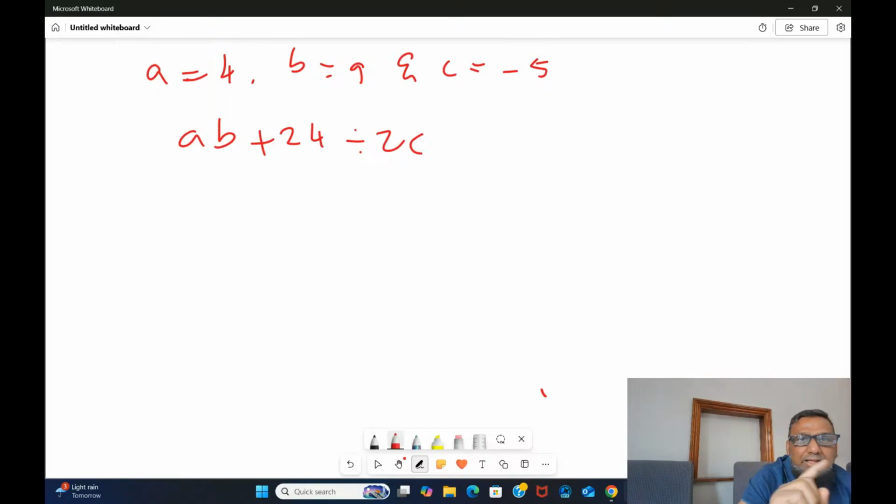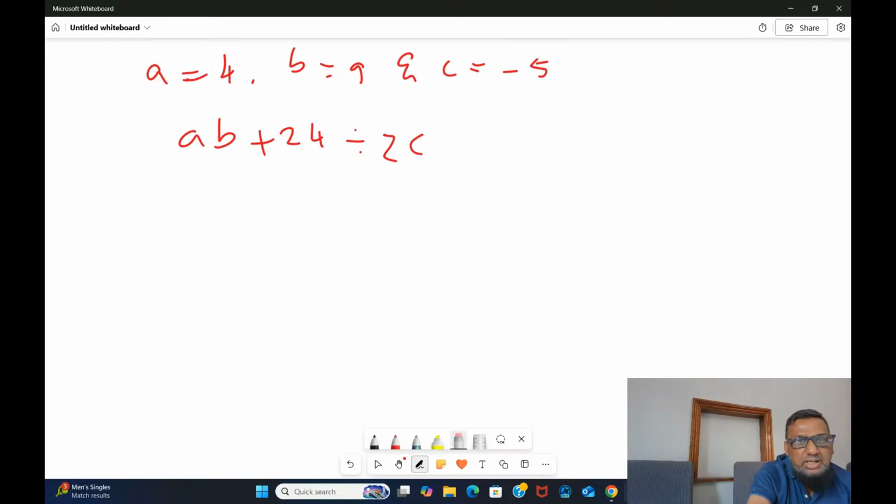So the value of A is 4, value of B is 9, and value of C is -5. How do we solve this question? So the value AB we already know, 4 and 9, and then plus 24, and then divide by 2C. So we just simply substitute. And as I said to you, AB means A is multiplied with B.